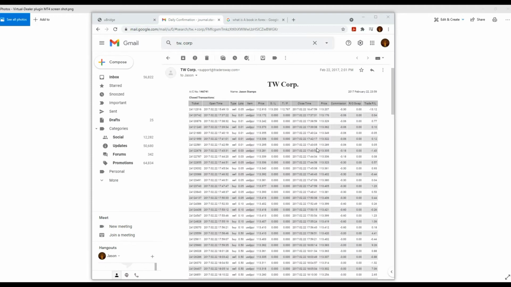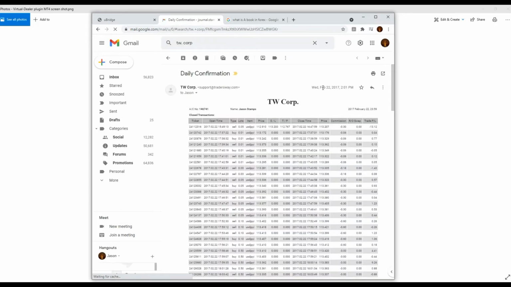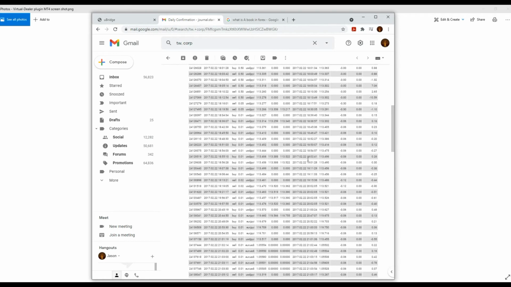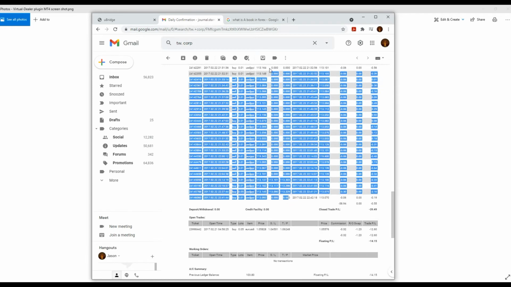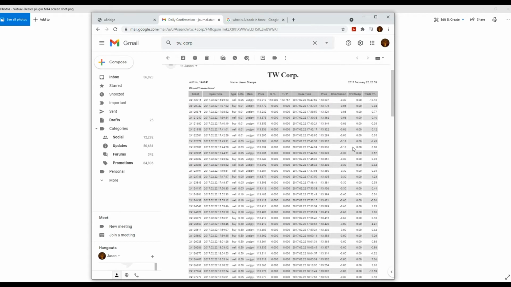All right, so this is my account statement from February. I'm in my email address. You can see this is my account statement. I let it load from February 22nd of 2017. All right, and I was trying all kind of stuff back then. But look at this. I think this was 100 and something trades. All these trades, and you see what I was doing.